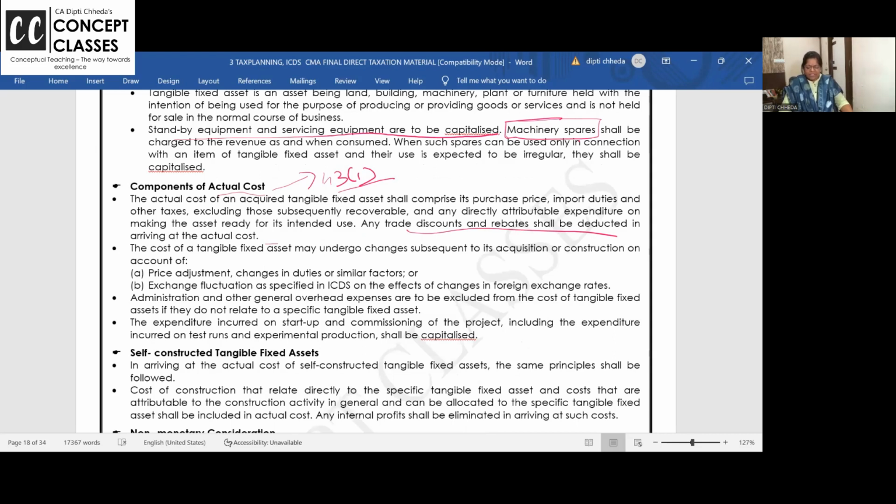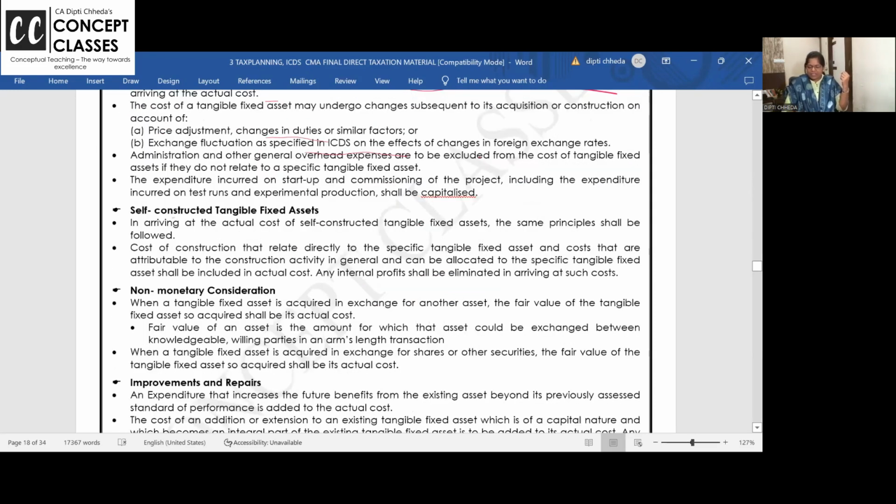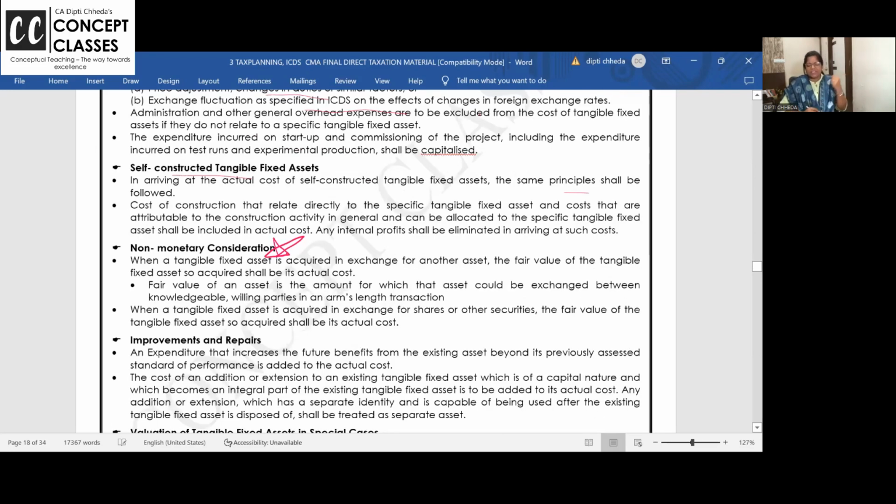If you have purchased the asset from a foreign country, if there's a change in the currency and all, then any effect of changes, you can add or less in the asset itself. Self-constructed asset, whatever you buy. Yeah, this one is important. Here there is a change.